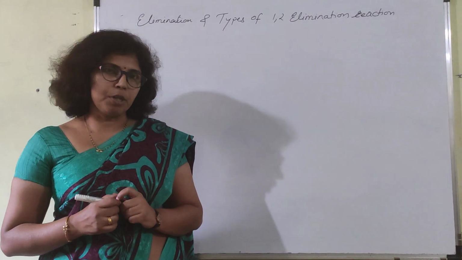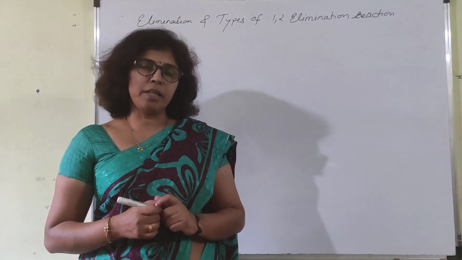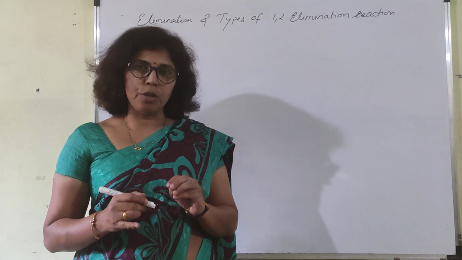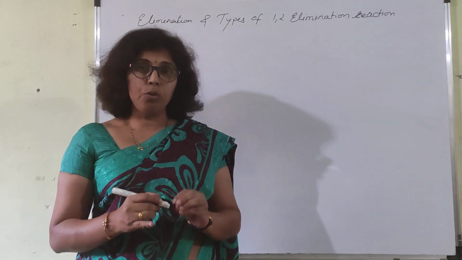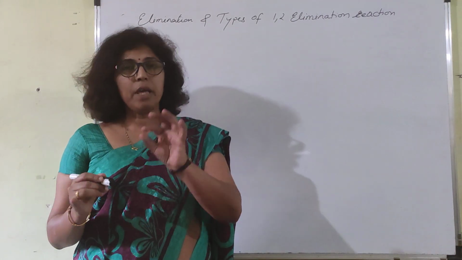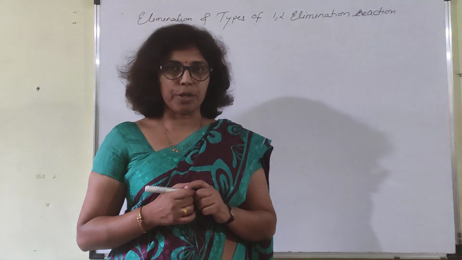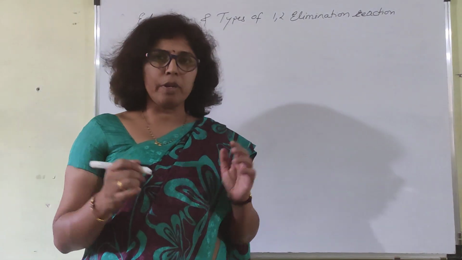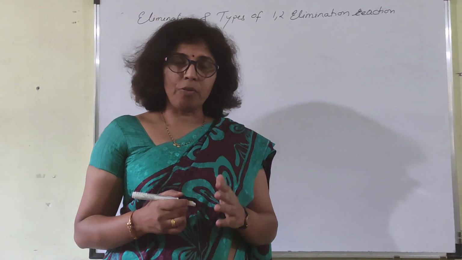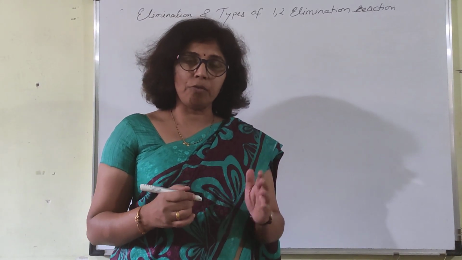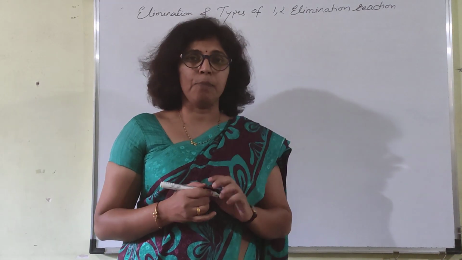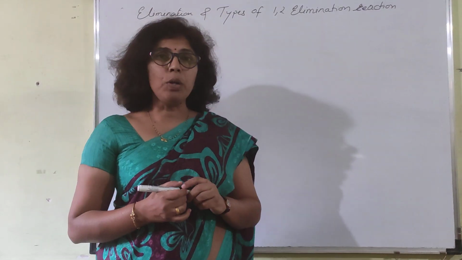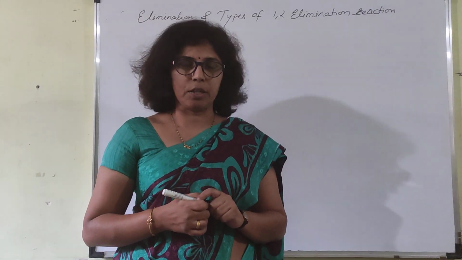Basically, what is an elimination reaction? An elimination reaction is a reaction in which there is loss of elemental composition from the reactant to give a product with a high degree of unsaturation. There are various types of elimination reaction, that is 1,1, 1,2, 1,3, 1,4, 1,5 and 1,6 and so on. But we will basically stick to the 1,2 type of elimination reaction.